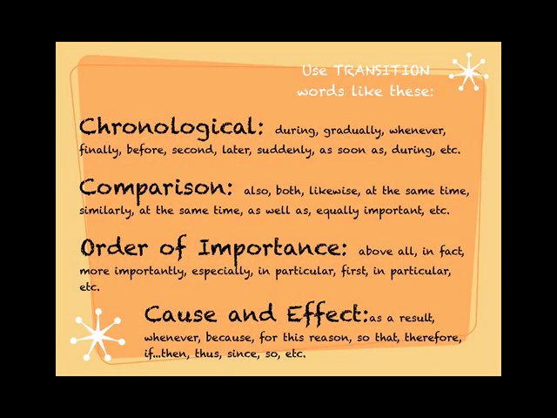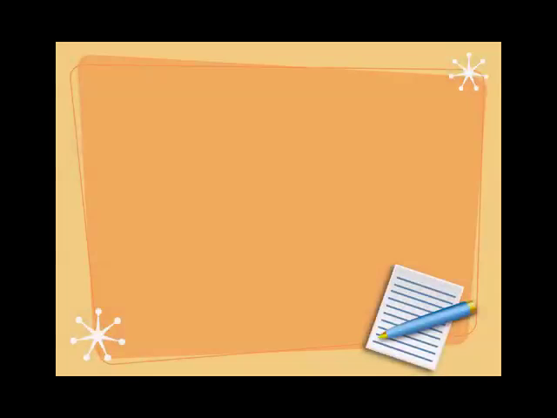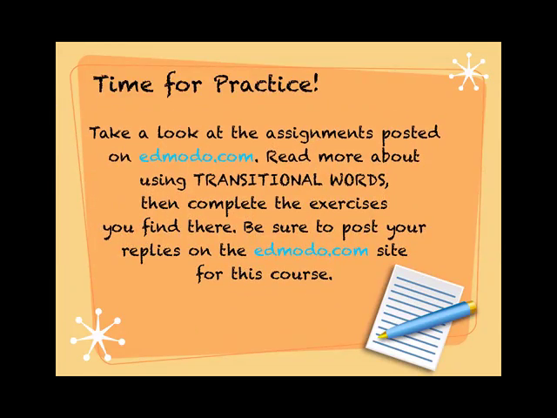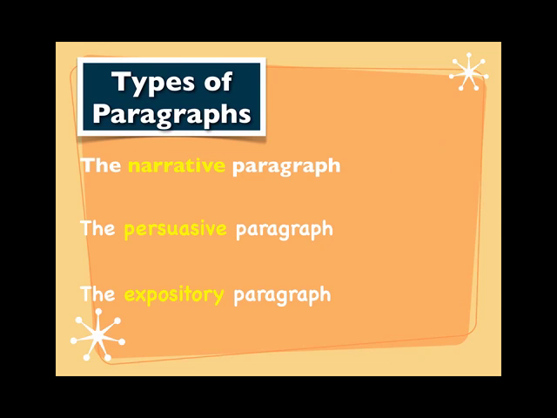And cause and effect. Chronological order. Use transition words to help your sentences move. So you've got chronological order words, comparison, order of importance, cause and effect. You can look at these words later on your own and make note of them and make use of them as you're writing your sentences. These words will help your sentences flow smoothly. So again, time for practice. Go to your edmodo.com site and you're going to do some more reading about transitional words and then the exercises.